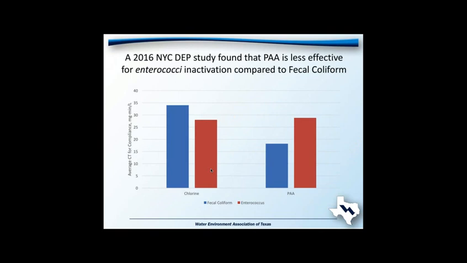A 2016 study looking at enterococci as well as fecal coliform showed that PAA is slightly less effective for enterococci compared to fecal coliform. This graph shows both chlorine on the left and PAA on the right, and fecal coliform is in blue, and enterococcus is in red. And this is the average CT value on the y-axis for meeting compliance for regulatory standards. So you can see in this plot here is that PAA requires a much lower CT for compliance of fecal coliform, whereas the CT required for enterococcus is a bit higher, indicating it's less effective for enterococcus compared to fecal coliform.